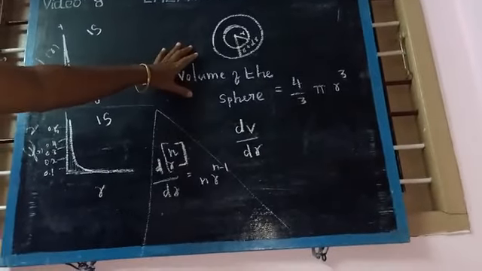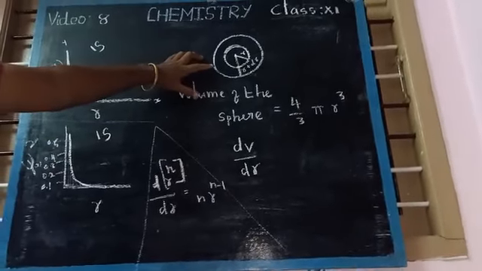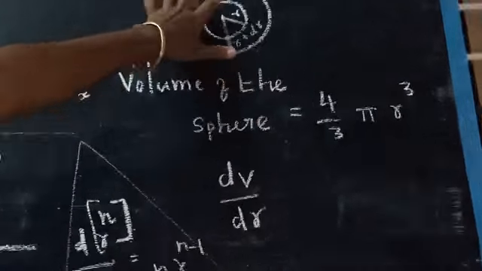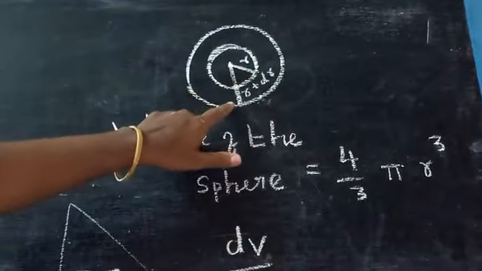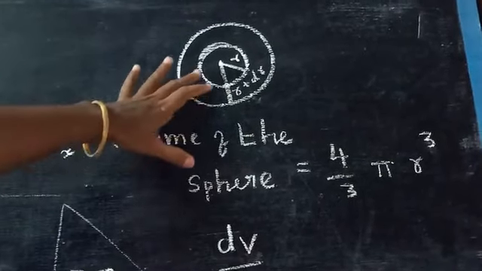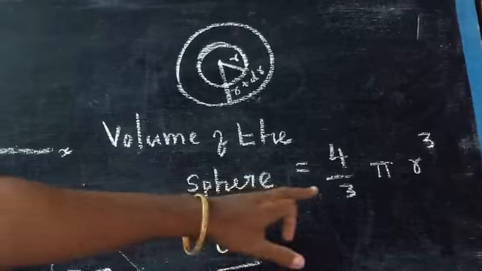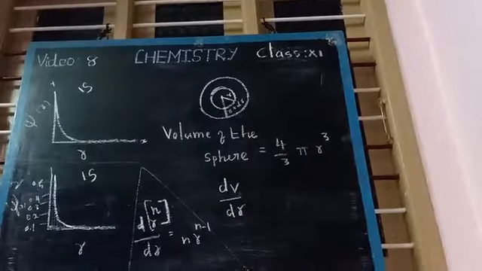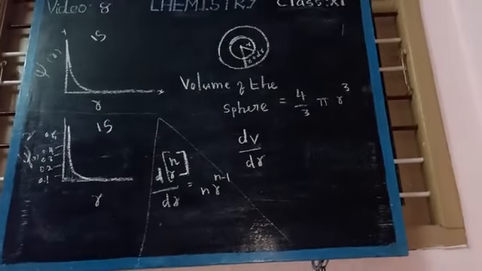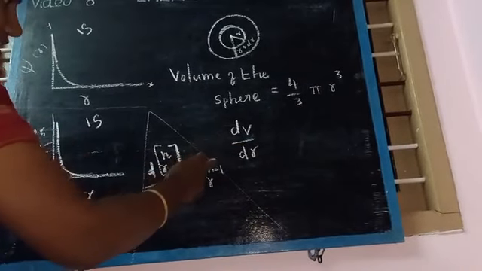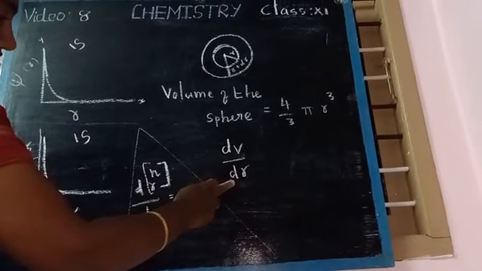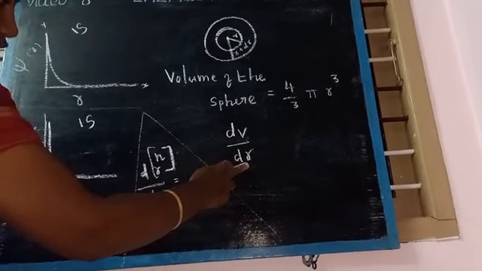Now, we have to continue the part. So this one sphere: the first sphere at distance r, the second one at r plus dr. Now to consider the volume of the sphere, we know the formula: 4/3 π r³, the volume of the sphere. Now let us differentiate the volume, so dV/dr, differentiating with respect to r.